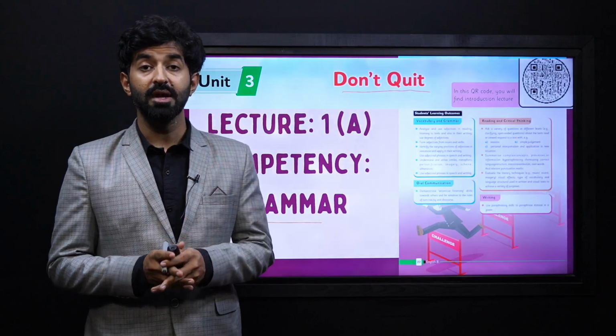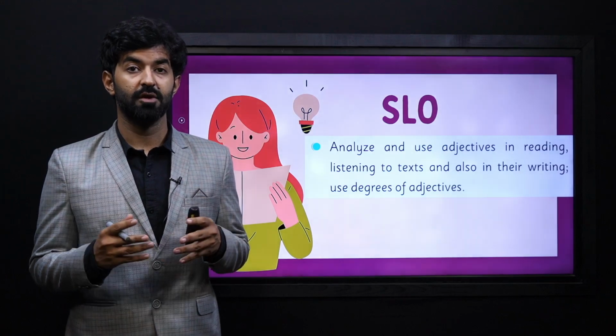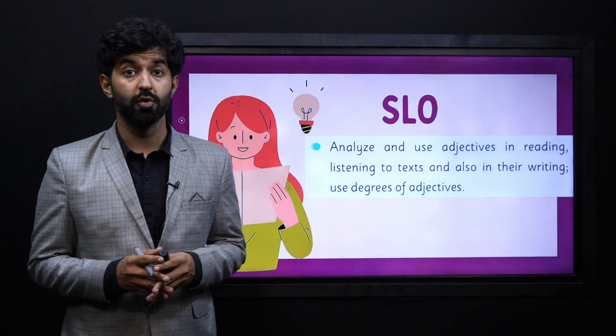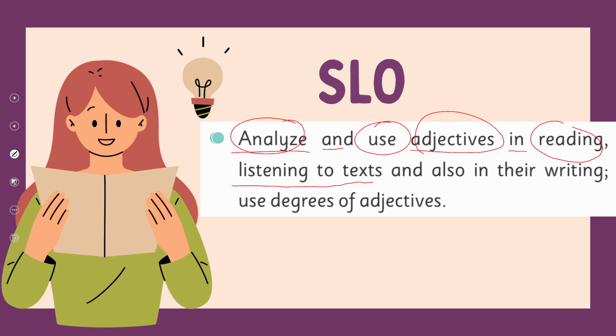Now, let's try to read and understand our student learning outcome so that we know what we are supposed to do in this video lesson. Our student learning outcome is to analyze and use adjectives in reading, listening to text, and also in their writing. Use degrees of adjectives.